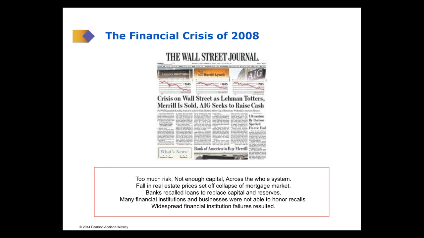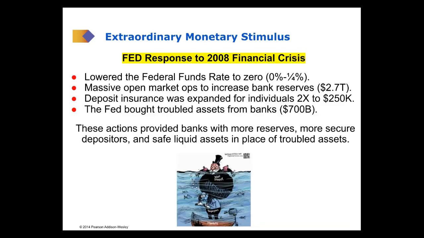And so there was widespread stress on financial institutions. There were some bank failures. There were some financial businesses that had to be dealt with, and there were some mergers that happened. And so the Fed kind of stepped in. We call this an extraordinary monetary stimulus. This is the response the Fed had to the 2008 financial crisis.